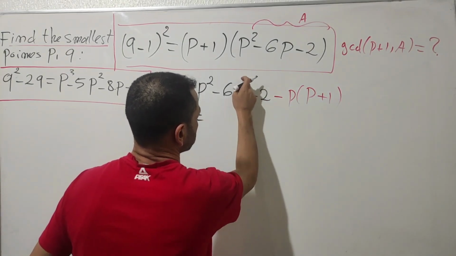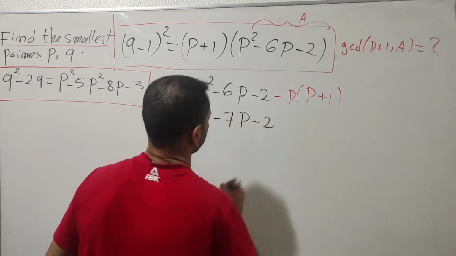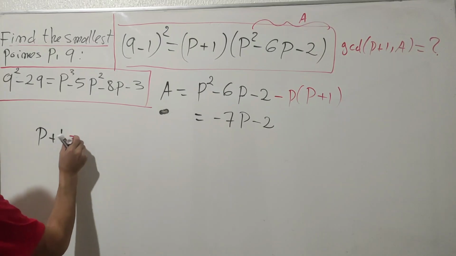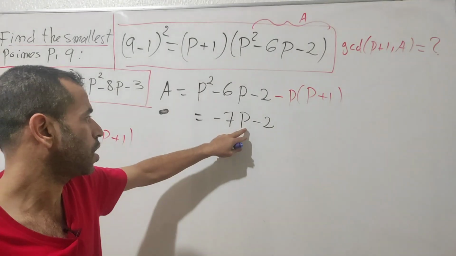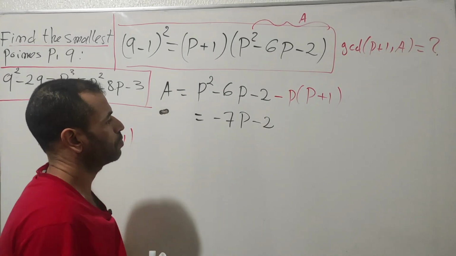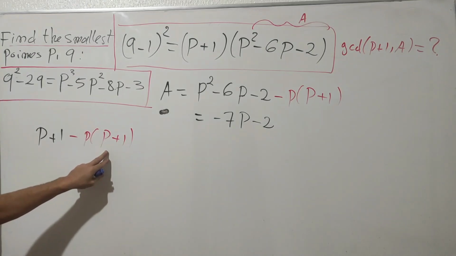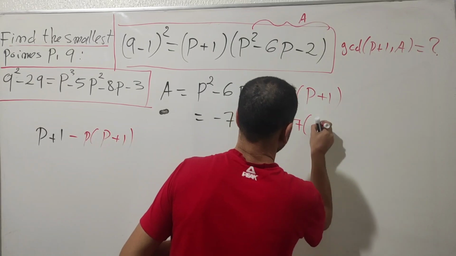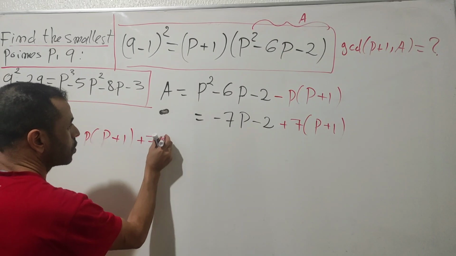So I will be left with minus 6p minus p, which is minus 7p minus number 2. Okay, we get p plus number 1 minus p plus number 1. Okay, I need to get rid of this p as well. So by adding 7p, by adding the multiple of this one on both sides as well. So let's do plus 7p plus number 1 on both sides. Okay, so adding this 7p plus number 1.